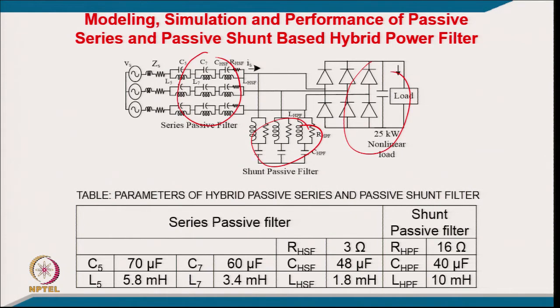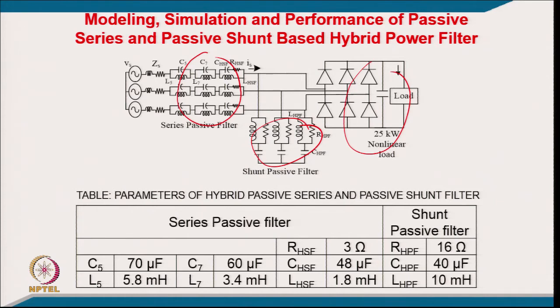So, properly designing this, of course, we discussed already earlier that in the case of this hybrid filter, there is a drawback of the passive series filter: at fundamental frequency it behaves as an inductive reactance, or as an inductance. So, this inductance causes a voltage drop, but the passive shunt filter, at fundamental frequency, behaves as capacitive. So, this gives the reactive power to maintain the voltage at the point of common coupling.